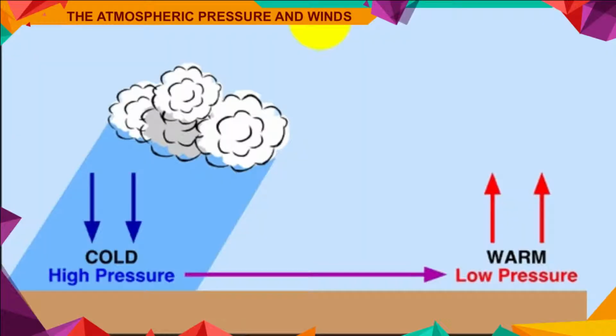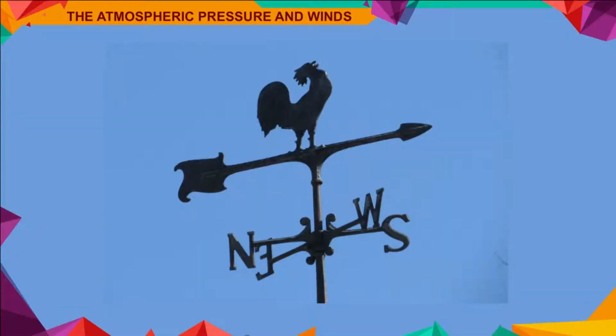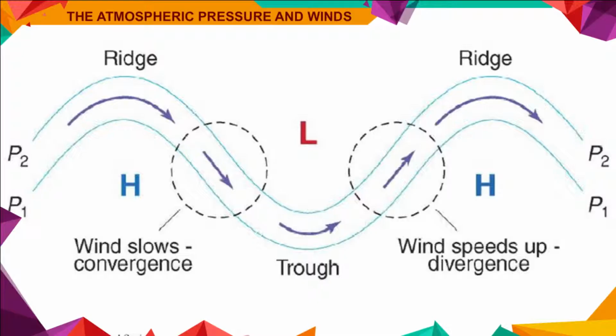Wind system. When hot air rises and creates a region of low pressure, cold air from neighboring high pressure areas moves towards low pressure areas. This horizontal movement of air is called wind. The instrument used for recording the direction of wind is called wind vane. The speed of wind depends on the pressure differences between two regions.